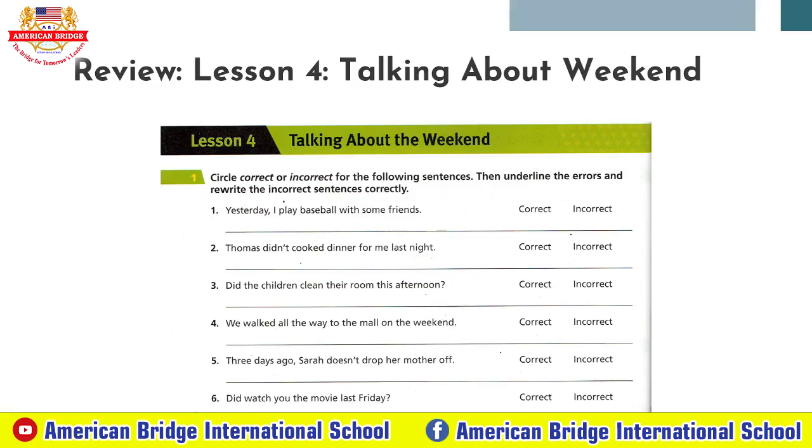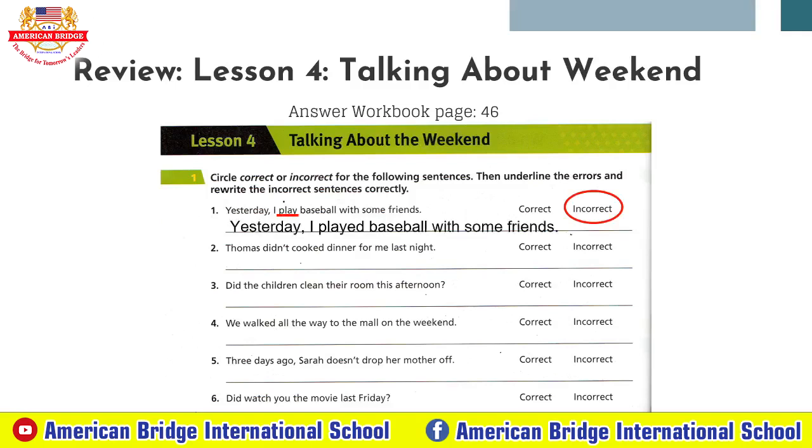Number 1, yesterday I played baseball with some friends. Is this correct or incorrect? So this one is incorrect, everyone. And which is the underlined word? Play. So the correct sentence for this is, yesterday I played baseball with some friends.